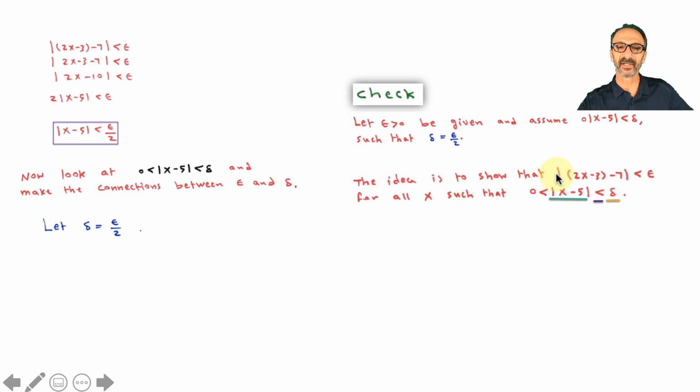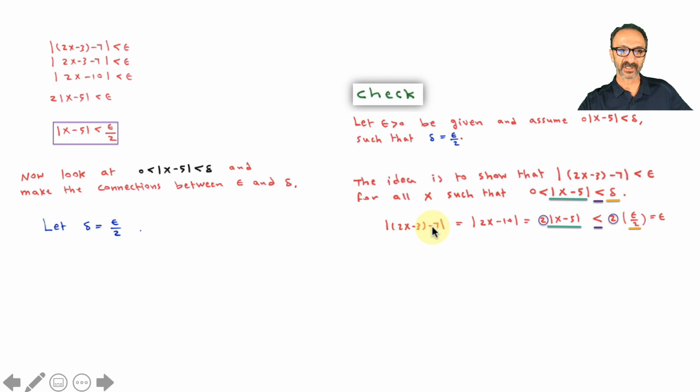The idea is to show that the absolute value of f of x minus L, I'm reading it with a concept, will be less than epsilon for all x such that absolute value of x minus 5 is greater than 0. See, I didn't forget it right here. Will be less than delta. I'm using 3 different colors right here to make the connection.